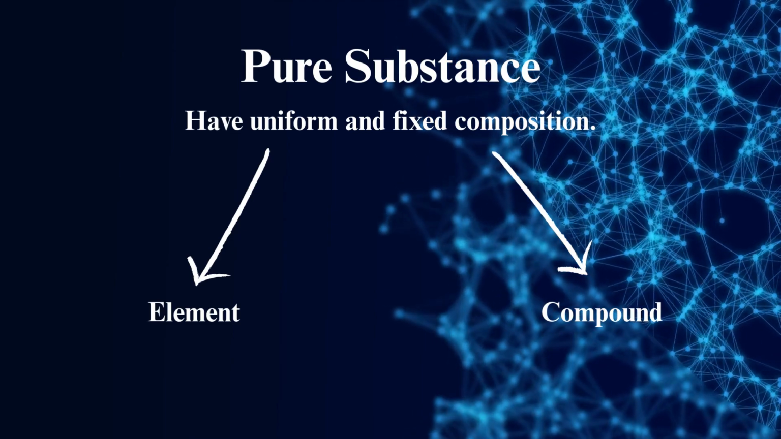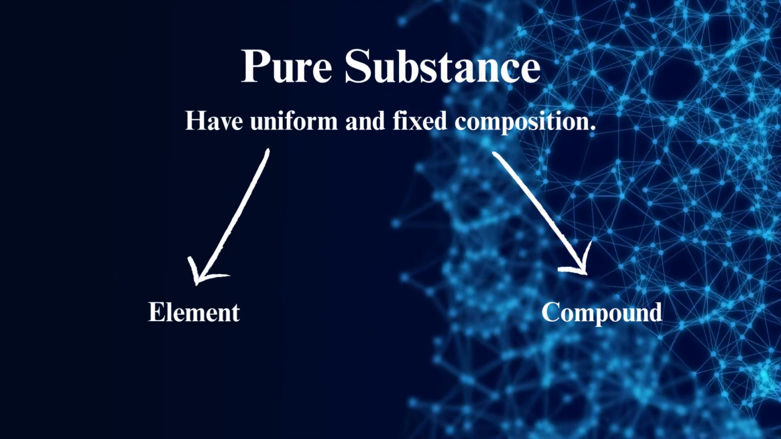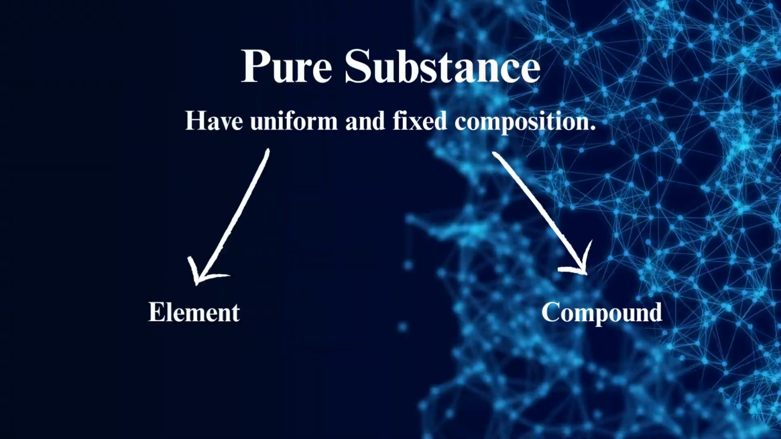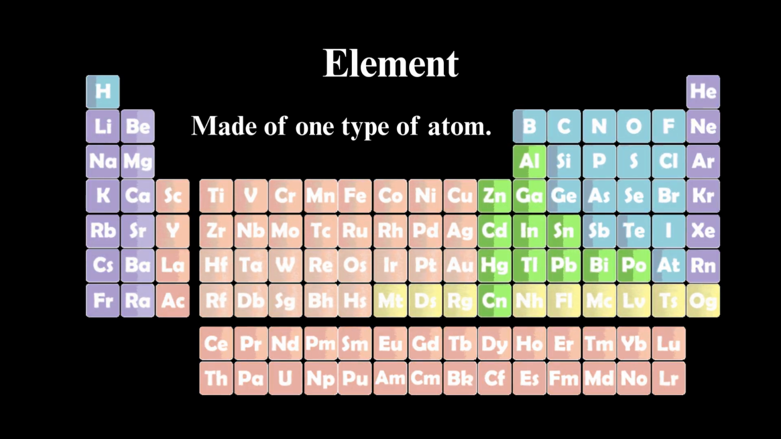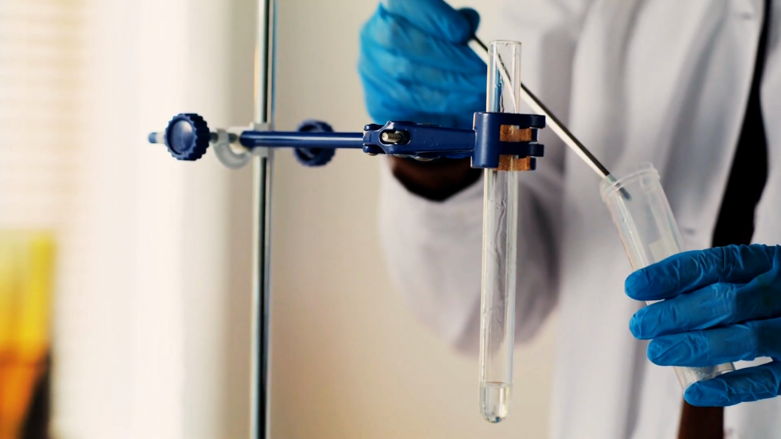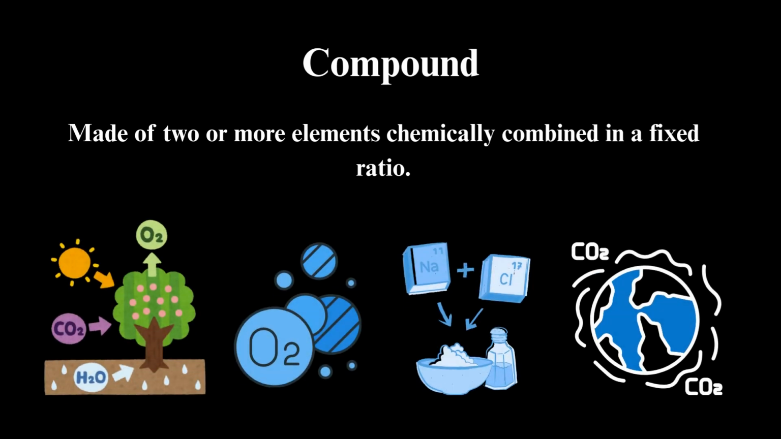First, pure substances. A pure substance has a uniform and unchanging composition. It is further divided into elements and compounds. Elements are composed of only one type of atom. Examples include gold, oxygen, and hydrogen. They cannot be broken down into simpler substances by chemical means.